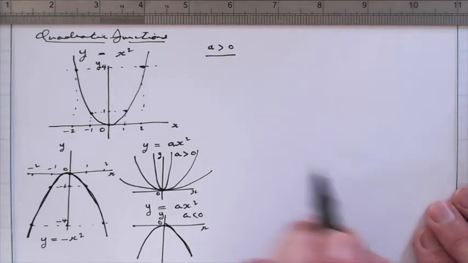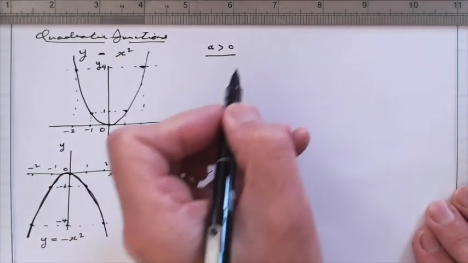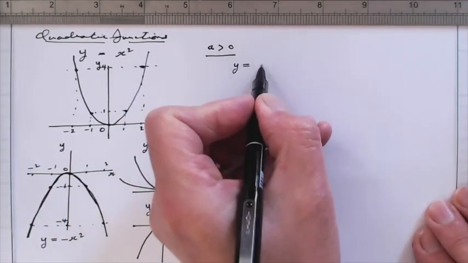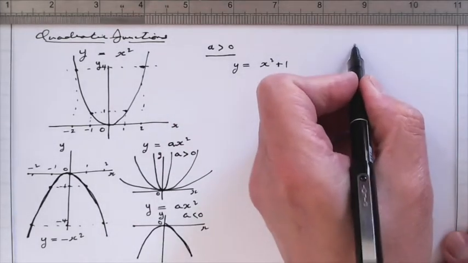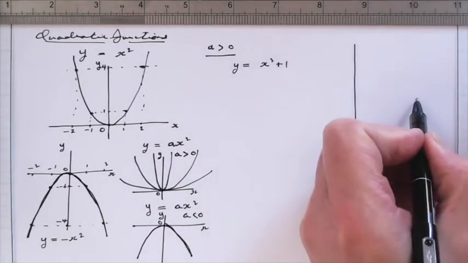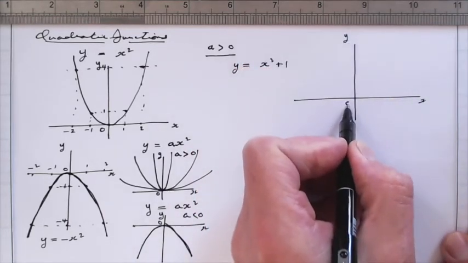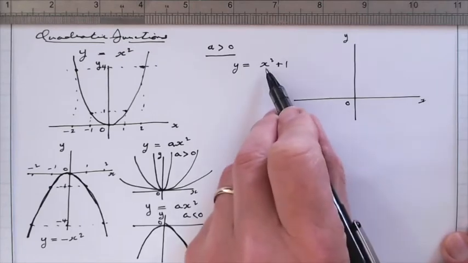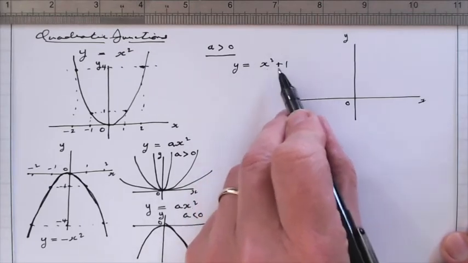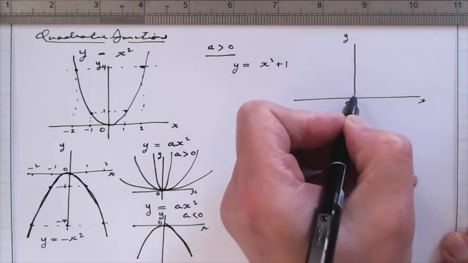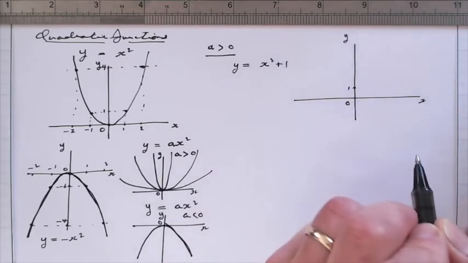And let's see, we've already got y equals x squared, so let's just plot another one. Let's plot y equals x squared plus 1, and see what we get. So there's x, there's y, there's the origin. Now notice when I set x to 0, I get y equals 0 squared plus 1, which is just 1. So at the origin, the curve is going to pass through a point 1 here.